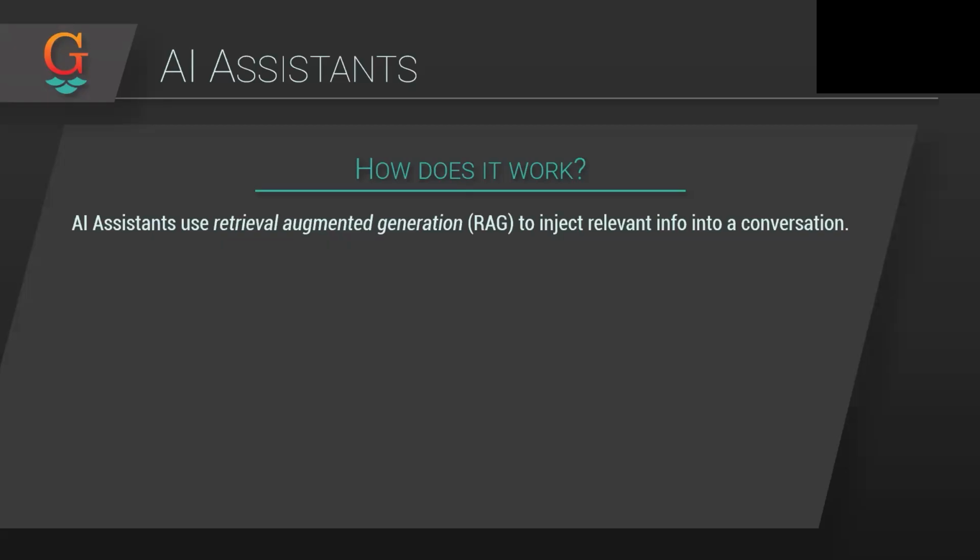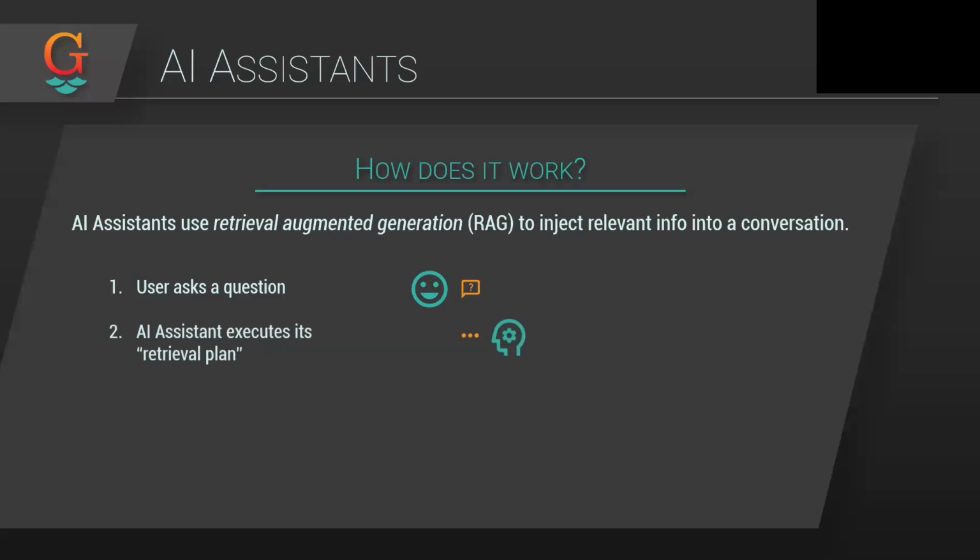Now, if you don't know what retrieval augmented generation, or RAG for short, is, the process is basically 3-4 steps. Step one, user asks a question. So they type in their question and ask it to the assistant. Step two, that AI assistant executes what we call a retrieval plan. So it's almost like the assistant asks itself, what do I need to know to answer this question?